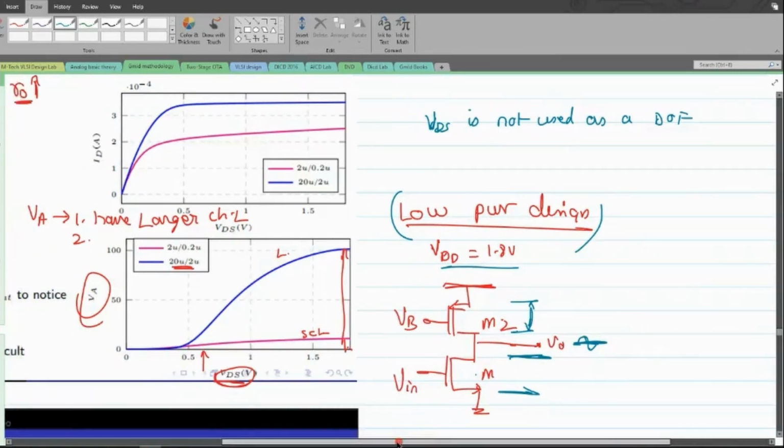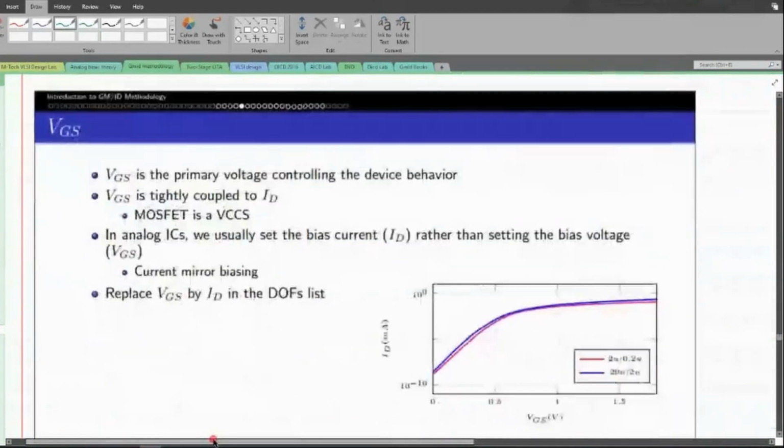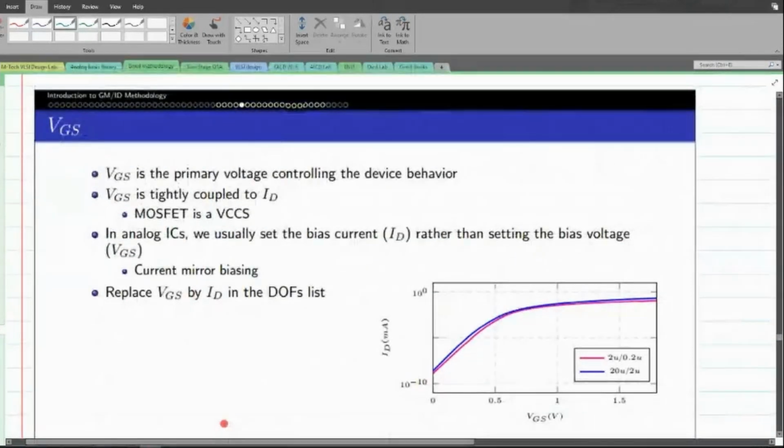So now let us look at the last variable, which is the VGS, the voltage variable. Let us see whether this VGS at least can be used as a degree of freedom for a designer to work in. Now, as I said before, we know that the MOSFET is a voltage controlled current source. So this means the controlling voltage is nothing but our VGS. So there is a direct connection between the voltage that I have and the output current that flows.